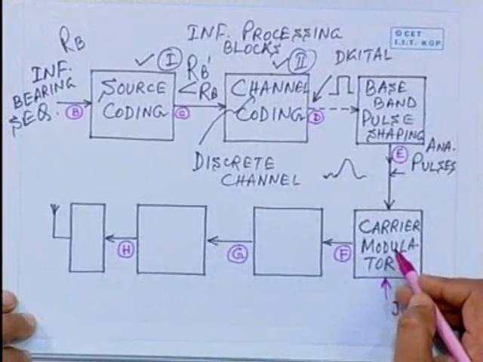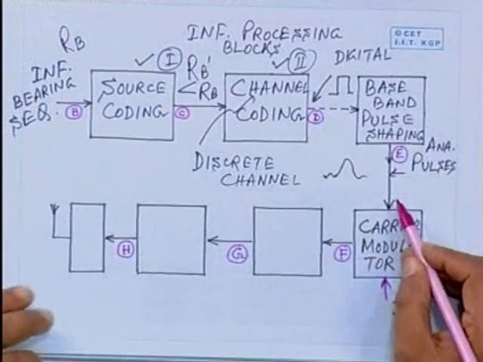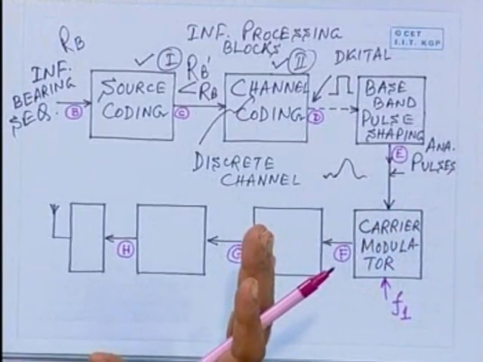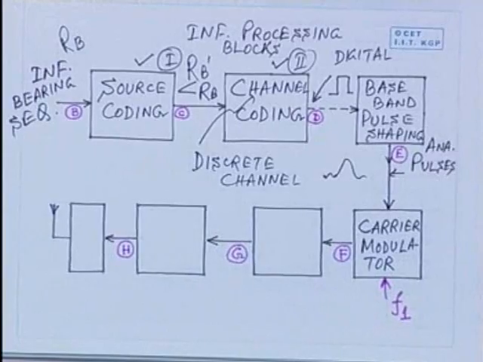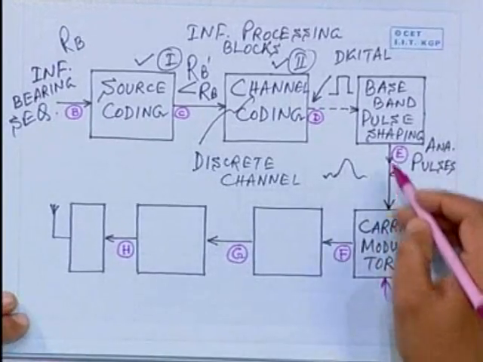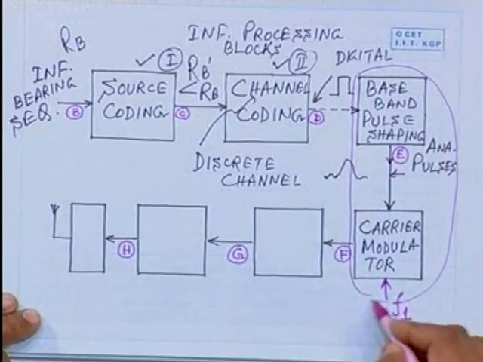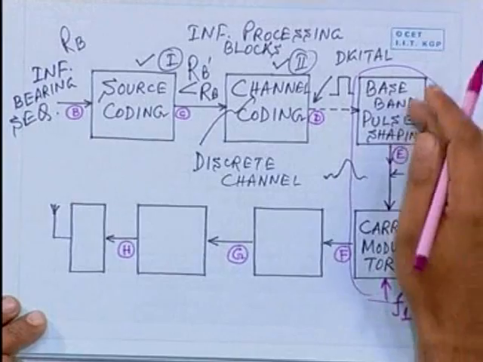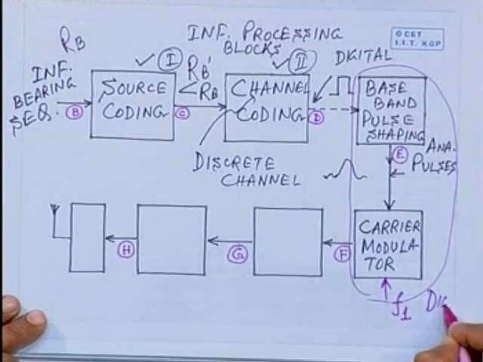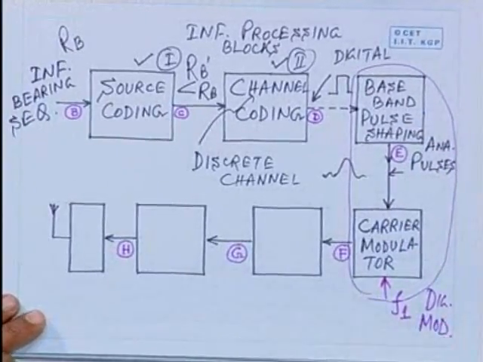Now let us go further. So the next block, as I mentioned, is a carrier modulator, wherein we bring in a carrier. We call this the intermediate frequency carrier. The purpose is to take this low frequency or baseband signal up to an intermediate frequency. And usually these two blocks taken together form what is known as a digital modulator.